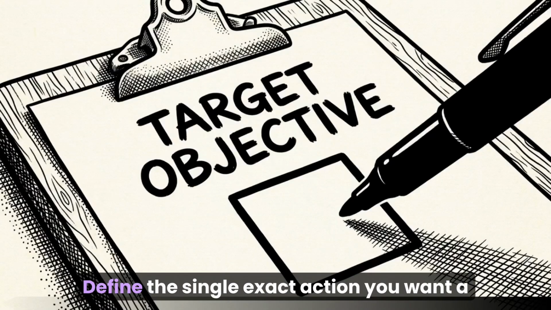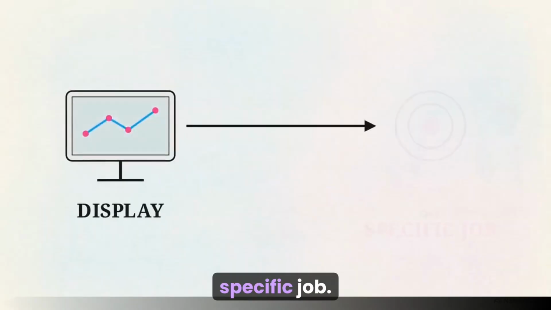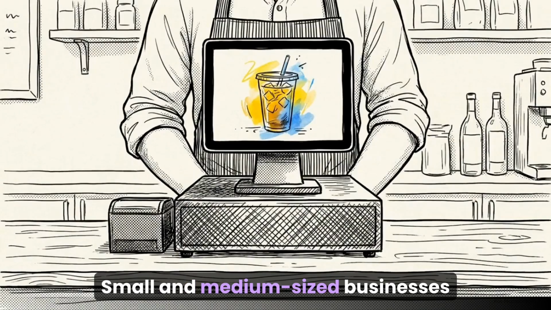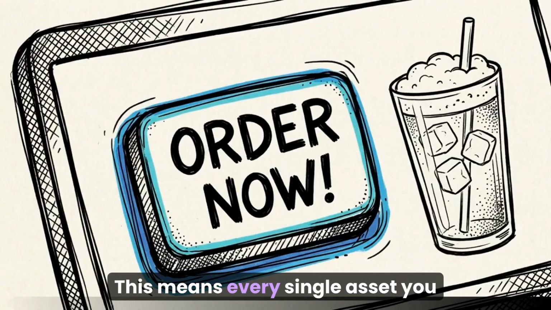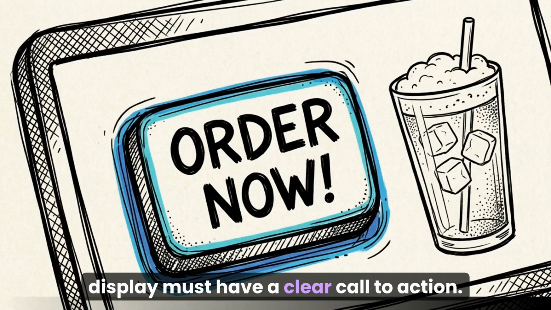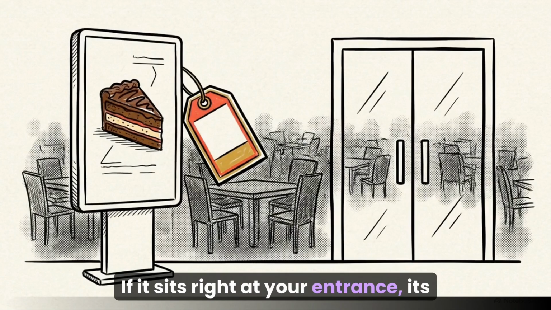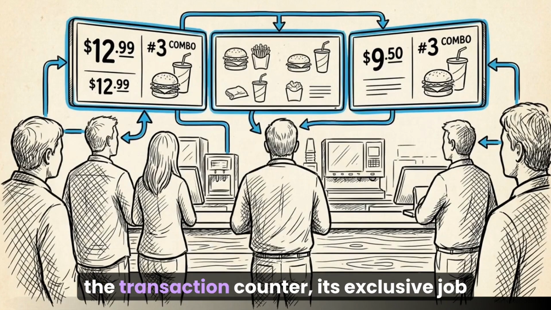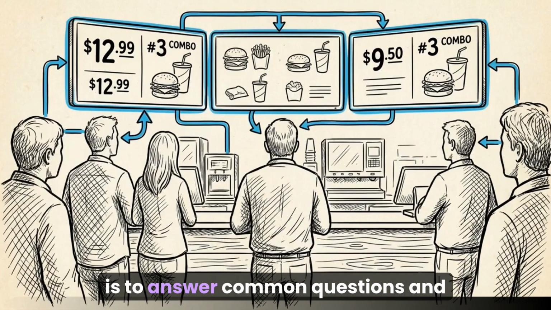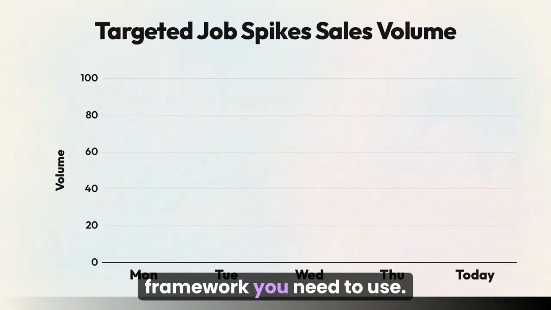Step 1. Define the single, exact action you want a customer to take after looking at your screen. You have to assign your display one specific job. Small and medium-sized businesses need their screens to function as direct response sales tools. This means every single asset you display must have a clear call to action. Look at where your monitor is located. If it sits right at your entrance, its exclusive job is to sell the daily special. If the monitor is mounted directly behind the transaction counter, its exclusive job is to answer common questions and make the line move faster.